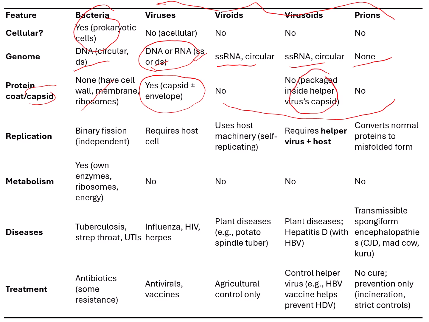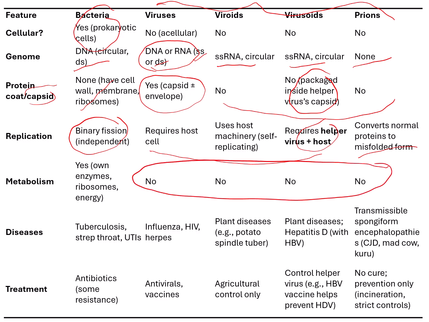For replication, this is independent through binary fission for bacteria. Viruses require host cells. The virusoid requires that helper virus and the host cell. And prions don't really replicate, but they convert normal cellular prion protein to that scrapie form. Notice none of these acellular pathogens have their own metabolism.